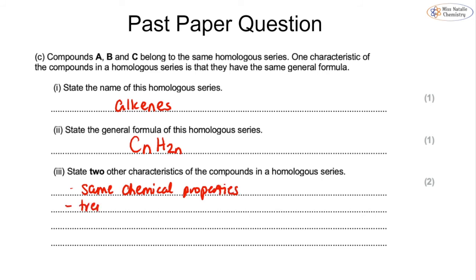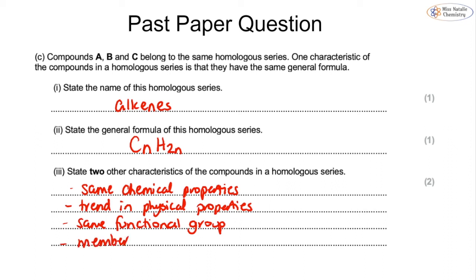They show a trend in physical properties. So remember, that's your boiling point or melting point. They also have the same functional group. And lastly, the members differ by CH2. So each time we move through the members of a homologous series, we're adding in 1 carbon and 2 hydrogens. Any 2 of them would get you the 2 marks.